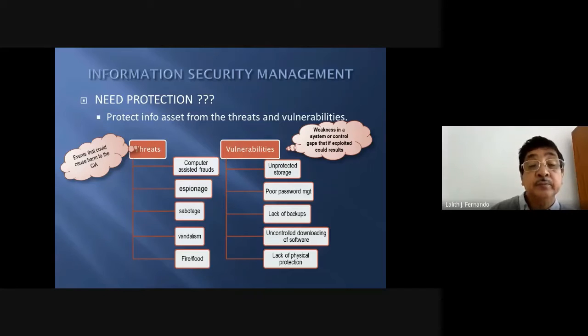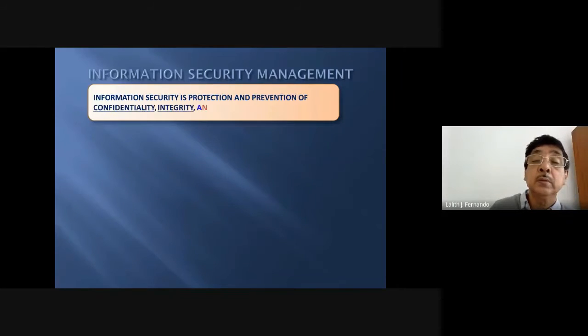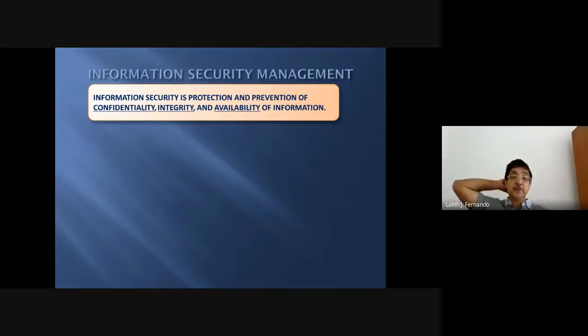Nowadays, there's a big talk going on with regard to cyber security, cyber attacks and all sort of things. But I think this particular thing is not really addressing that, but anyway, you can extend it to the cyber attacks also here. Right. Now, the meaning of information security is protection and prevention of CIA, confidentiality, availability, and integrity of information.